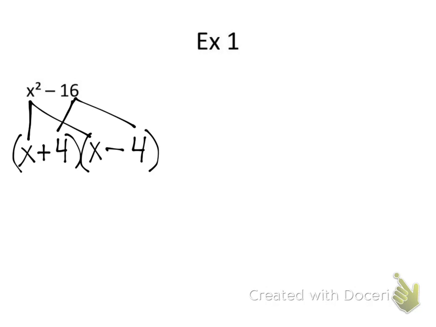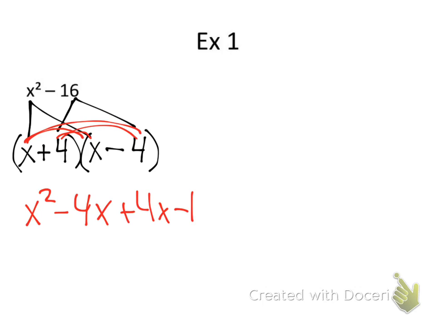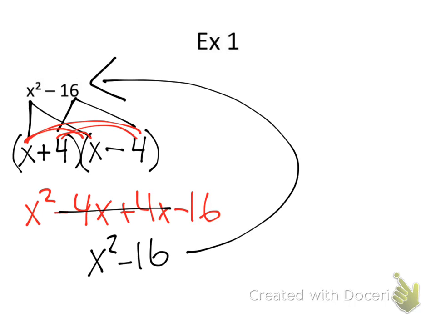Now you might be saying, how does this work? What's the trick? Remember, this is all about undoing double distributing. If you double distributed here, you get x squared minus 4x plus 4x minus 16, and then the middle ones cancel, and you just have x squared minus 16, which is what we started with, right? Remember, factoring just means rewriting it as a multiplication problem.